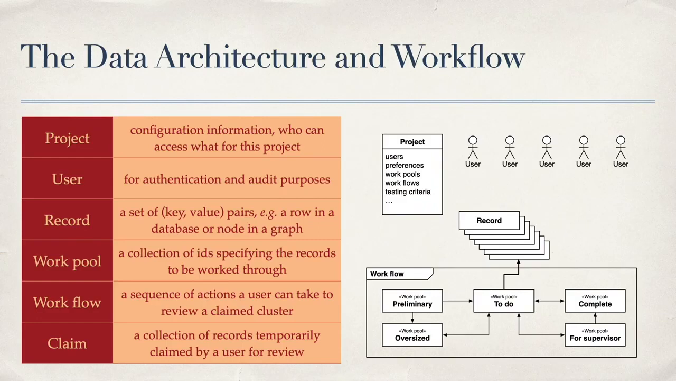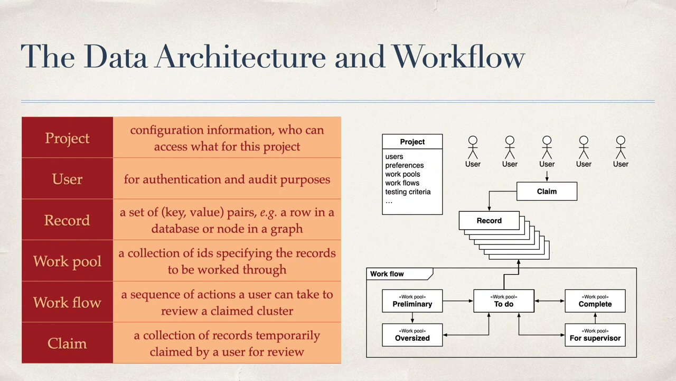This workflow can be as simple or as complex as desired. The name and meaning of work pools and the allowable transitions between them are specific to each project. Finally, a claim represents the collection of records a reviewer is reviewing and exists as a concurrency mechanism to prevent conflicting things being done to record relationships by different agents at the same time.